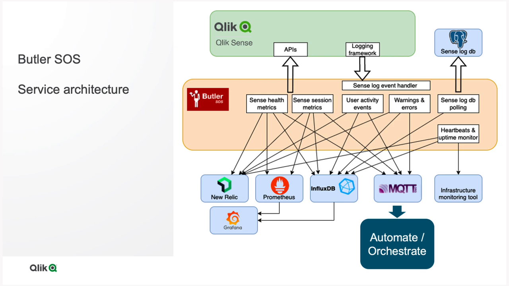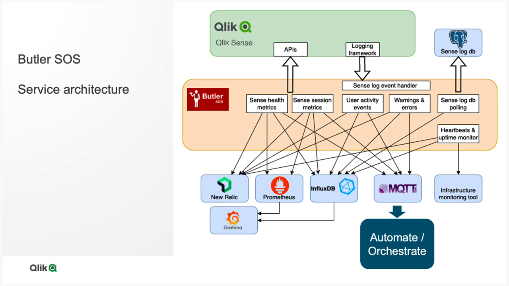Okay, so basically, so I understand it, Butler is an event log handler, and it takes specific metrics from QlikSense, and it sends that to other services that are able to filter that and visualize it for people. That's right.